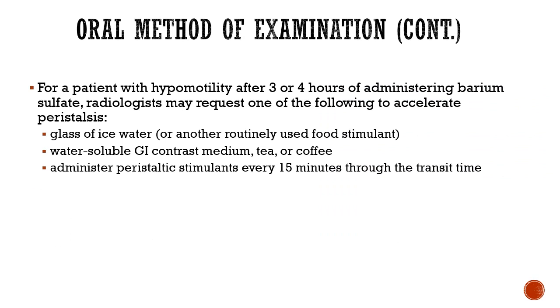For a patient with hypomobility, after 3 to 4 hours of administering barium sulfate, radiologists may want to accelerate the peristalsis in one of three ways: with a glass of ice water or other routinely used food stimulant, a water-soluble iodinated contrast agent, or tea or coffee. Or they can administer a peristaltic stimulant every 15 minutes through the transit time.